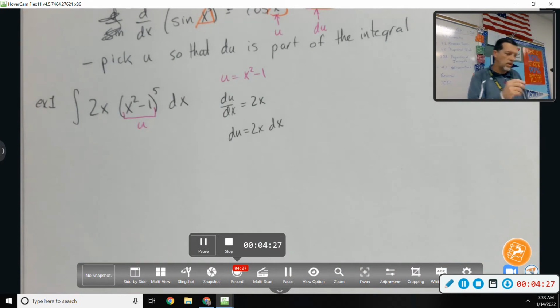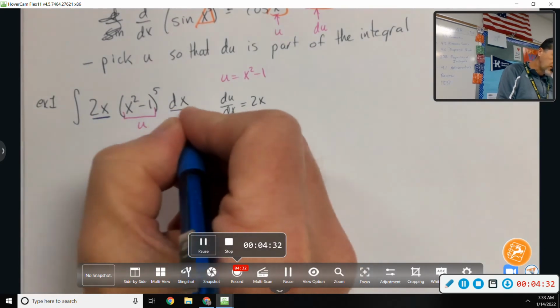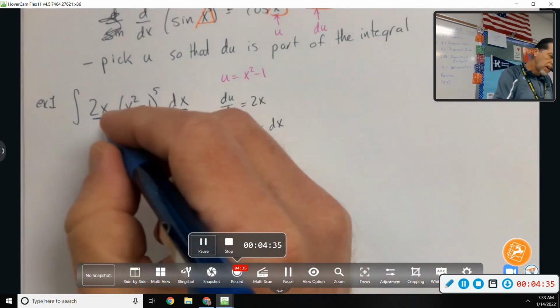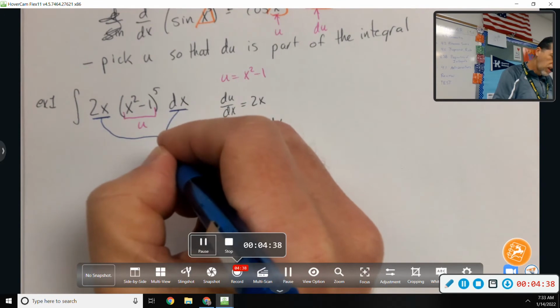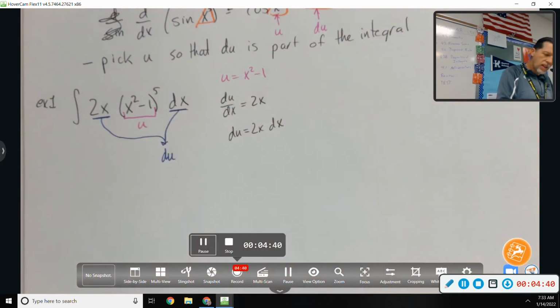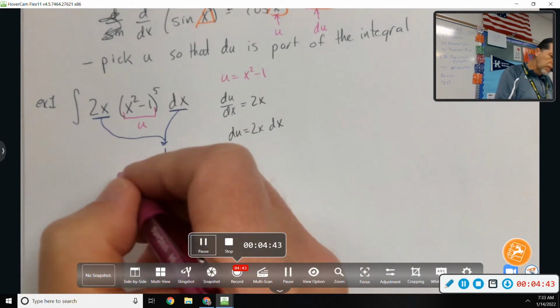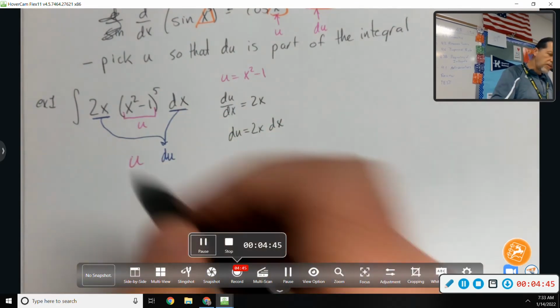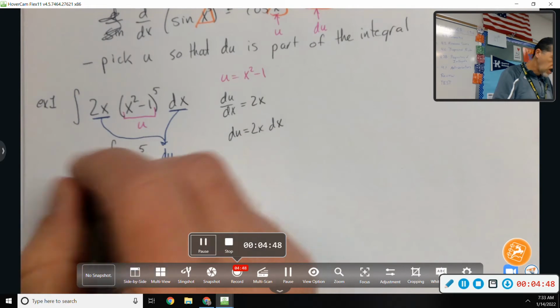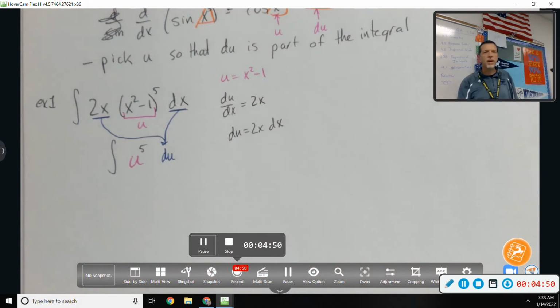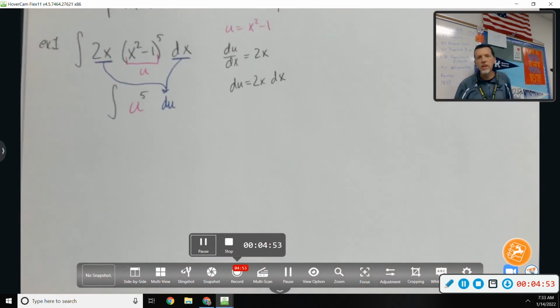And then now this combination of 2x and dx make up du. And we said x squared minus 1 was u. And then that 5 is still there. So now we want to integrate u to the 5th du, which is a lot easier integration than what we started with. So u substitution takes an impossible integral and turns it into something that's a whole lot easier.